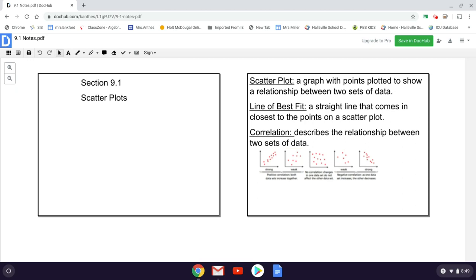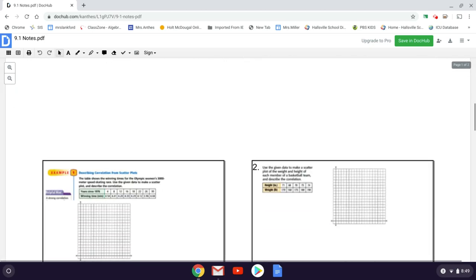And then you can also have positive. So on the left are examples of positive, strong and weak. On the right are examples of negative, strong and weak.